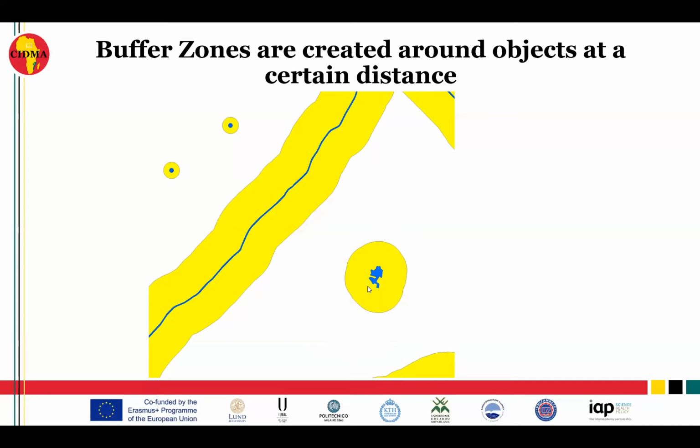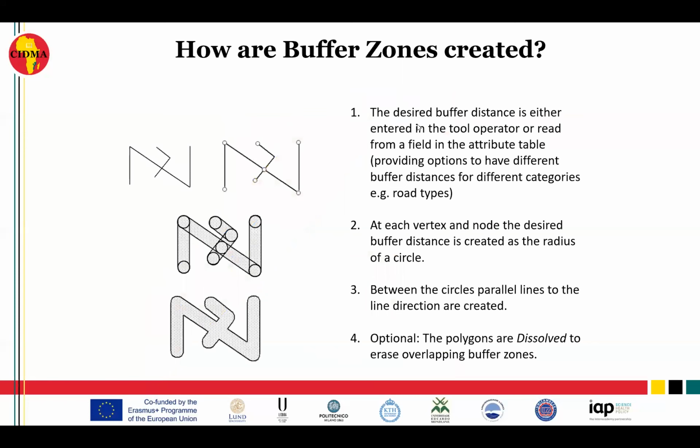So this is a buffer zone for a polygon area. So for points, lines, and polygons, we can actually produce a buffer zone around these features. How they are created takes a couple of steps. The desired buffer distance is entered or read from the attribute table. So it means that we can have different distances for different features if it's read from the attribute table.